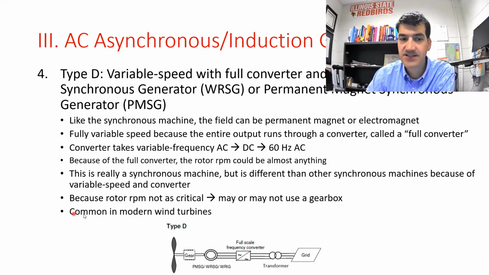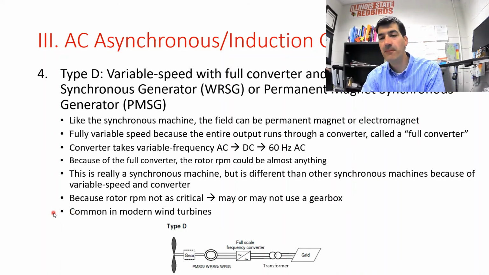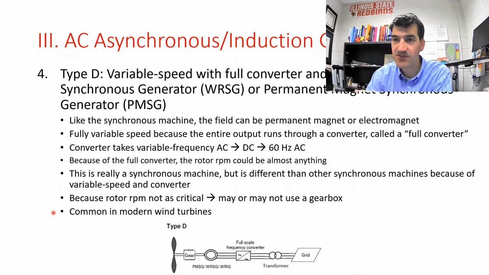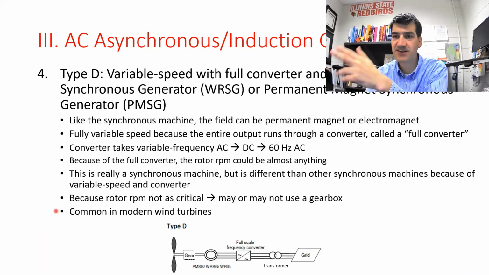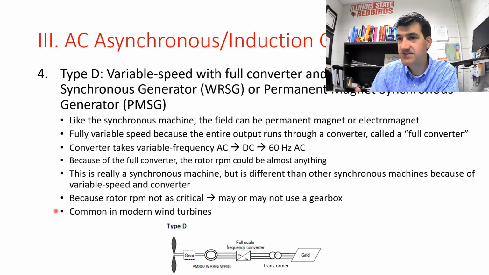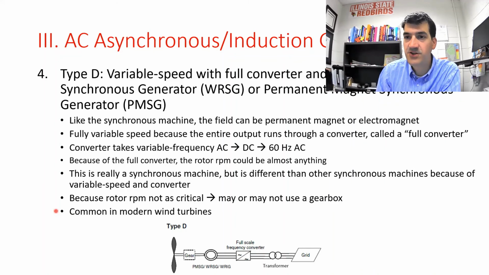And basically, any modern wind turbine generator that is not using the DFIG is using this design. So I think I said for the DFIG design, maybe two-thirds to three-quarters of modern new wind turbines use the DFIG. The rest of the designs use this design, the type D variable speed with full converter.